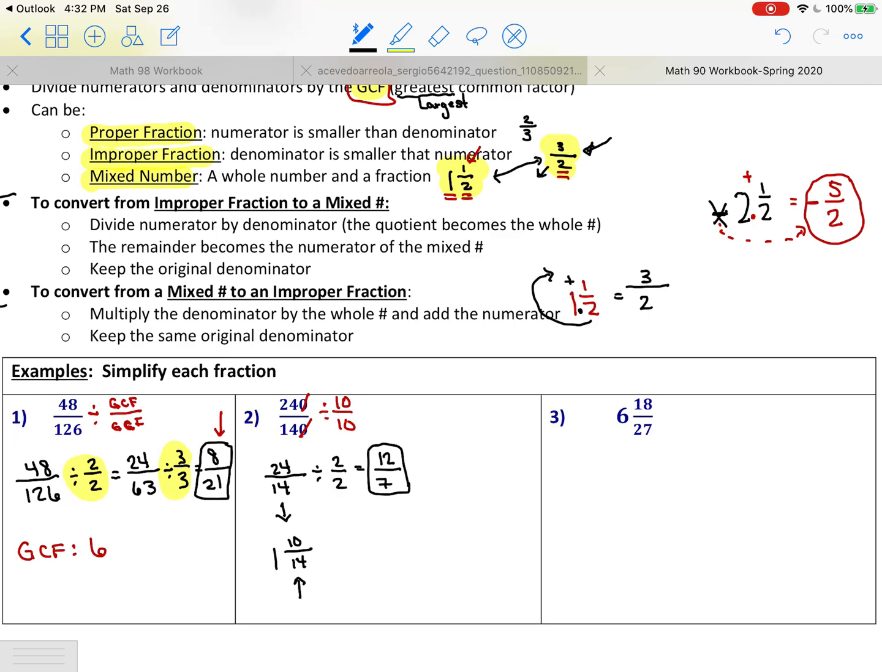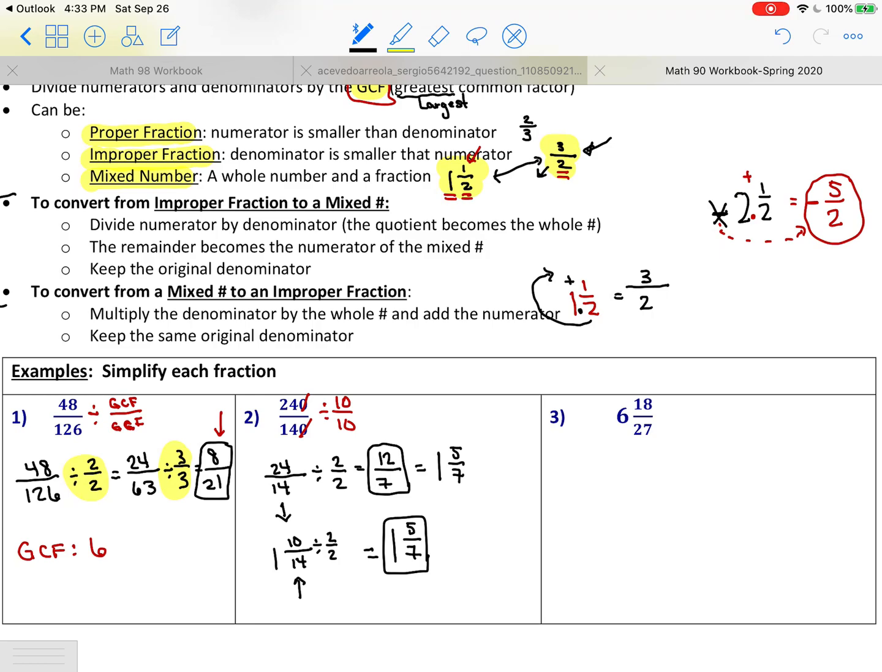Okay, and then in this case, the fractional part is not fully reduced, right? The fraction part needs to be reduced. And we know that we can divide both of those by 2. So in the end, we would have 1 5/7, right? And we know both of these are the same because 12/7, if we were to write that as a mixed number, 7 goes into 12 one time, 5 left over, and 7 is the original denominator.